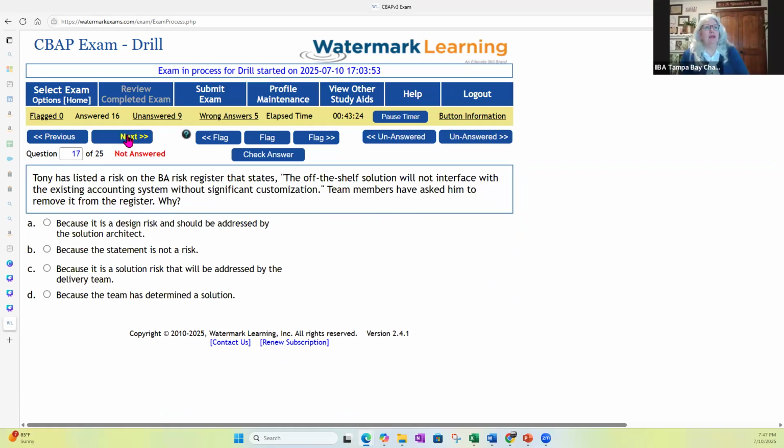Tony has listed a risk on the BA register that states the off-the-shelf solution will not interface with the existing accounting system without significant customization. Team members have asked him to remove it from the risk register. Why? Because it's a design risk, it should be addressed by the solution architect. Because the statement is not a risk. Because it is a solution risk that will be addressed by the delivery team, or because the team has determined a solution.